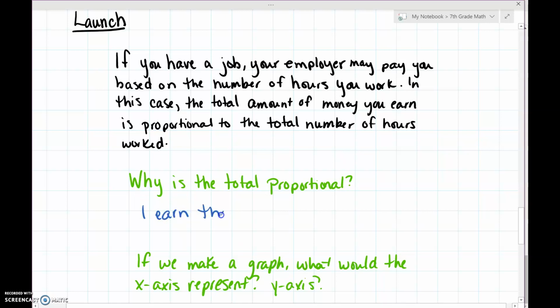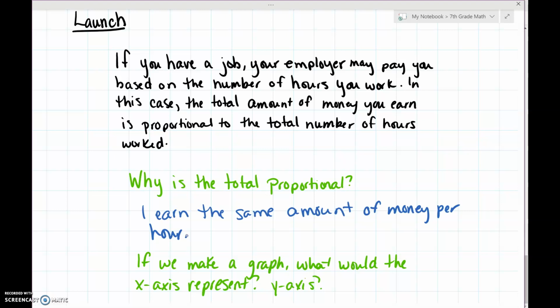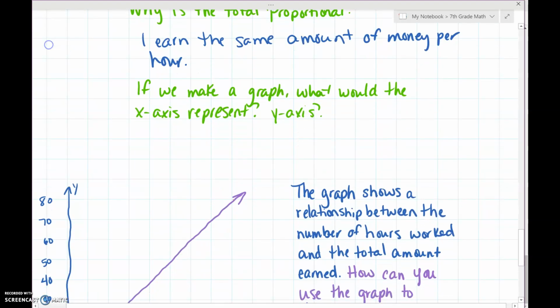So I earn the same amount of money per hour. And it's not like I earn $10 for the first hour and $6 for the second hour and $8 for the third hour. I earn $10 per hour, no matter what I'm doing.